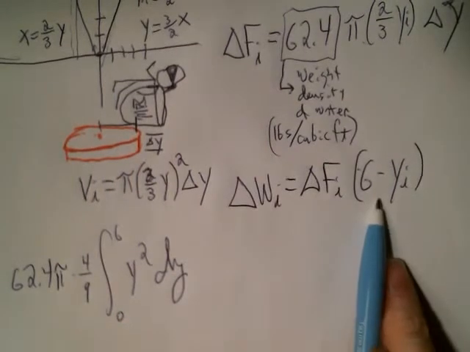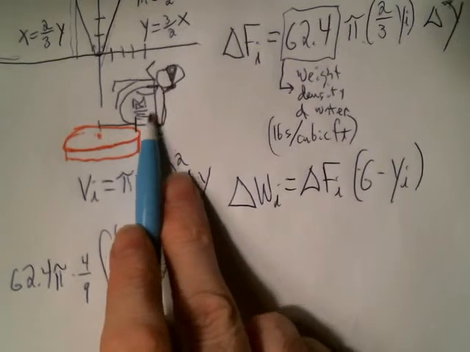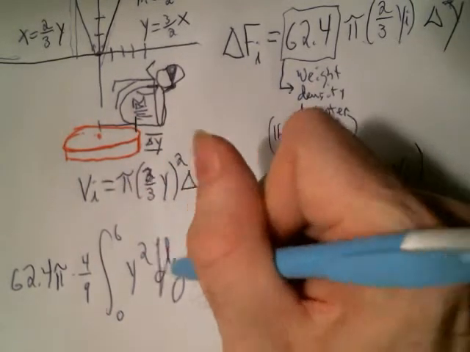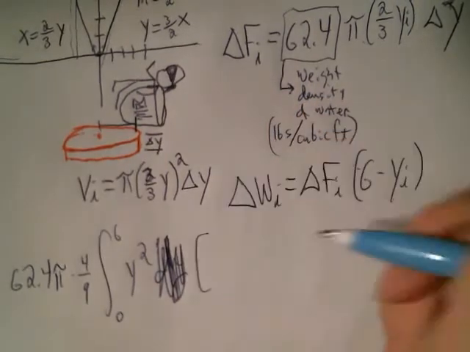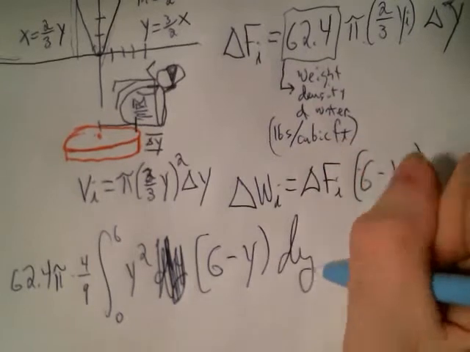Oh, and then I lost my 6 minus y. Sorry. So it's this thing that the running man is adding up and throwing in his bag. It's the work increment. So I need to also multiply in then the distance traveled, 6 minus y dy.